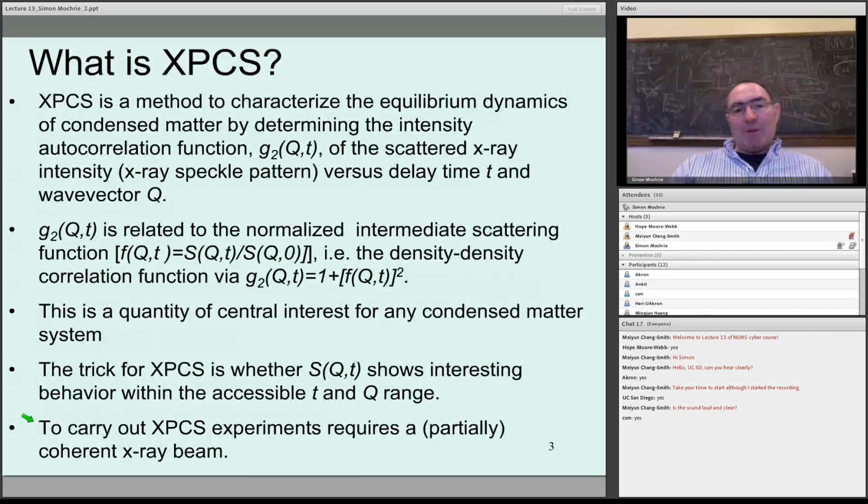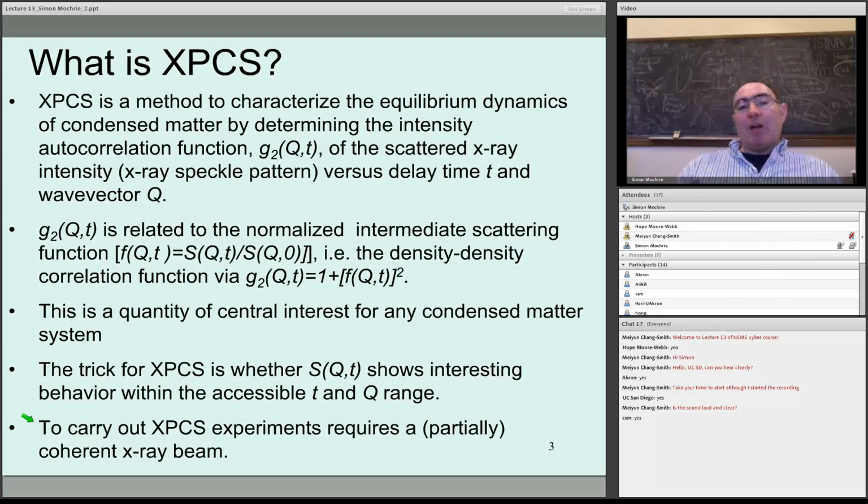So first of all, let me try and explain XPCS to you. XPCS is really the analog of quasi-elastic light scattering, photon correlation spectroscopy with optical photons, but now extended to using X-ray photons. And what one does in an X-ray photon correlation spectroscopy experiment is measure the intensity autocorrelation function of the scattered X-ray intensity.